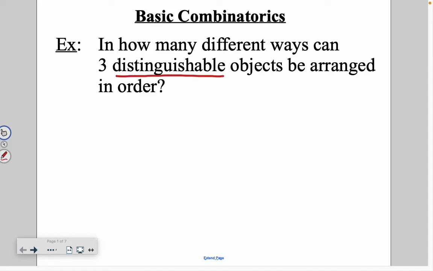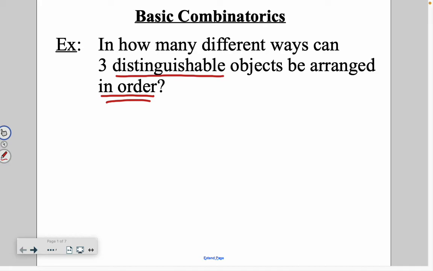What does distinguishable mean? Why is that in there? Yeah, they're not the same. Two of the three objects are not the same. All three of the objects, whatever you're talking about, are three different things. And then the other part is we have to take into consideration that we're going to arrange those where the order matters.